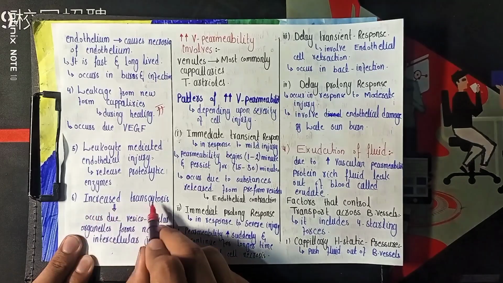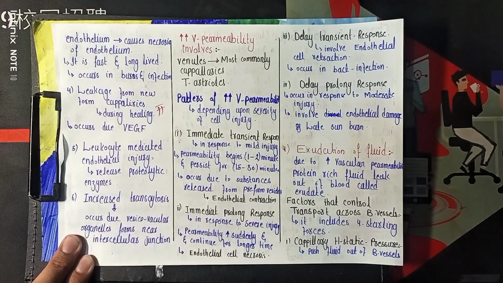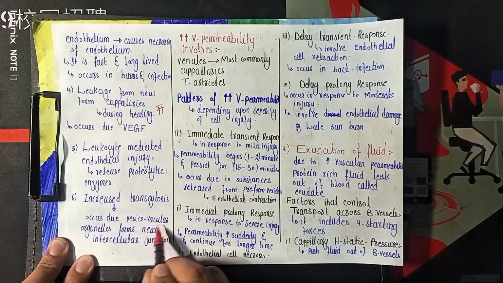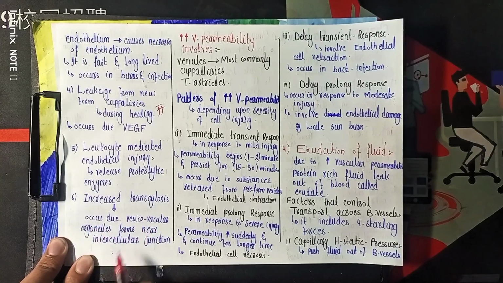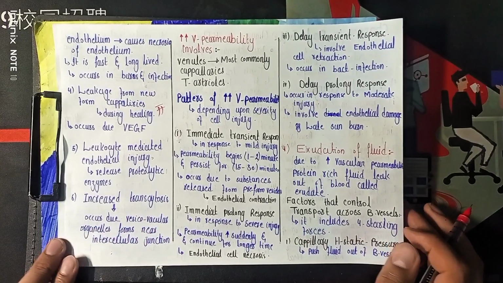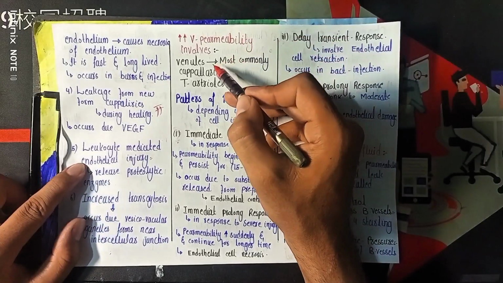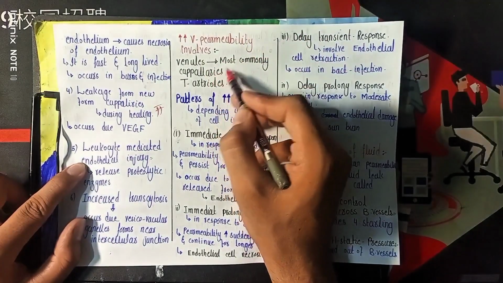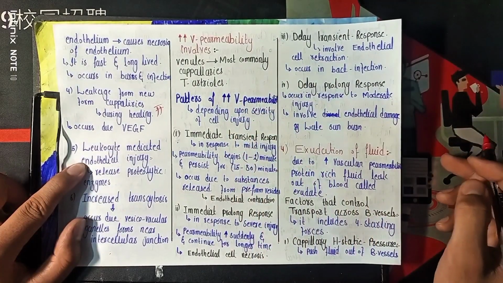And छठा है हमारे साथ increased transcytosis, which also leads to the increased vascular permeability, and the transcytosis occurs due to the vesicovacuolar organelles that are formed at the intercellular junction. And the increased vascular permeability involves the venules, so the venules are most commonly involved, and then followed by the capillaries and the terminal arteriole.